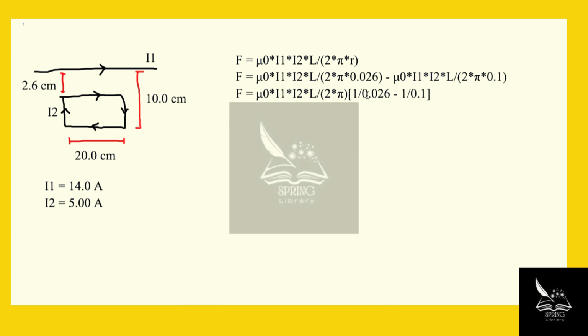Let's make sure that we know everything that's plugging in. I'm going to explicitly say that L here, we're going to plug in as 20 centimeters, which is 0.2 meters. So now we explicitly have everything to plug into our equation. When we plug in and solve, we will get the force is equal to 7.97 times 10 to the minus 5 newtons.